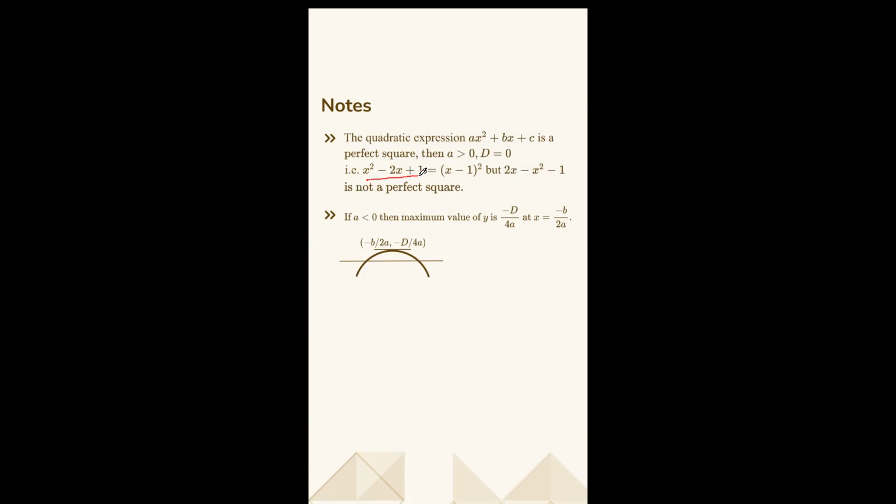So you can see if this is a quadratic equation, it can be resolved into (x − 1)². But the other equation, which is 2x − x² − 1, cannot be written in the form of a perfect square. That's why it will have different roots. But this equation (x − 1)² means it has only one root, which is x equals 1. One root is being repeated twice. That's why it has the power of 2.